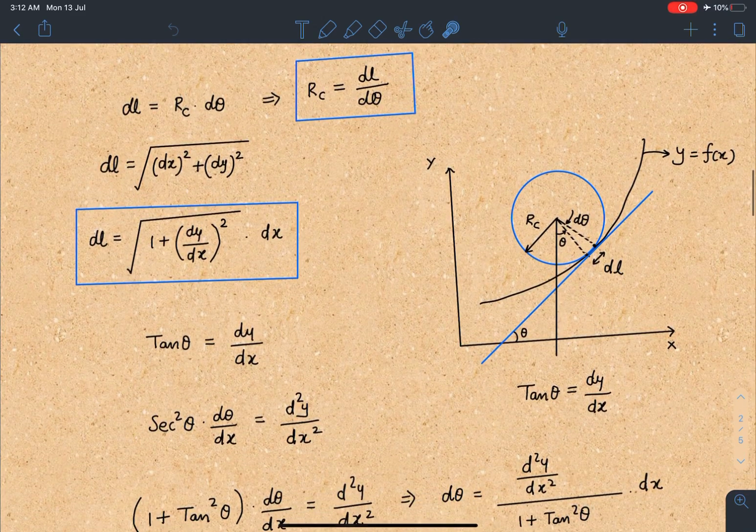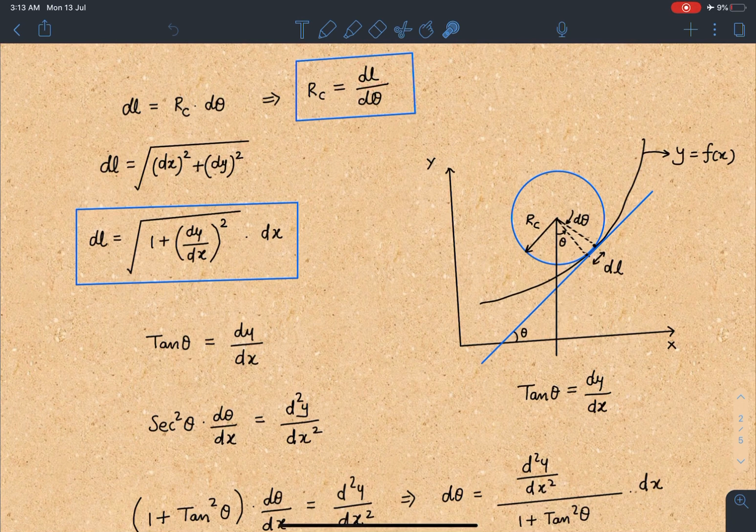As you can see here, I'm taking that small length dl, which I have shown you earlier. It is part of some circle, so I'm drawing that circle, and I'm assuming that this small arc is subtending an angle of d theta at the center. So from the geometry, arc length is going to be radius into angle, or we will get radius of that circle is equal to arc length by angle subtended.